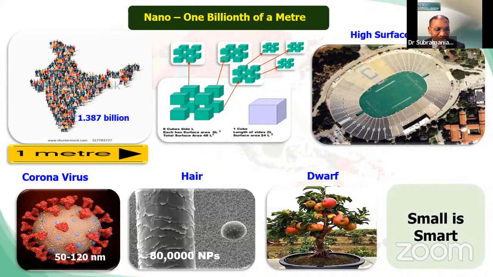And also at the bottom of the screen, you're all familiar with coronavirus, which has a dimension of 50 to 120 nanometers, which means you can build a coronavirus with 50 to 120 nanoparticles. And also at the bottom of the screen, I am showing a human hair. Across a human hair, you can assemble 80,000 nanoparticles.